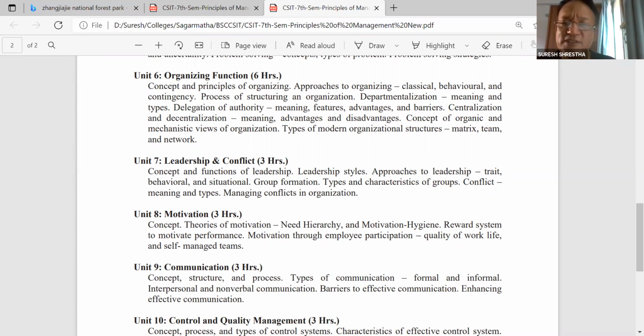So what are the different organizational structures that are there, and why do we have one kind of structure over another kind of organization structure? We'll deal with that in the sixth unit, which is the organizing function.